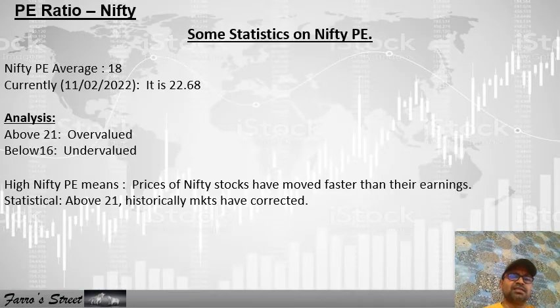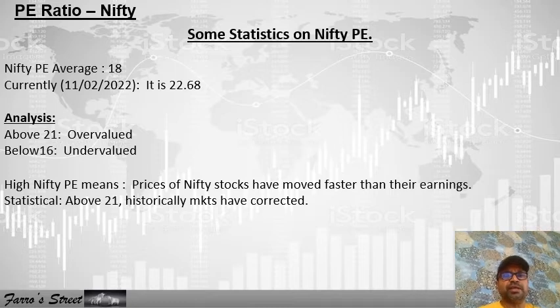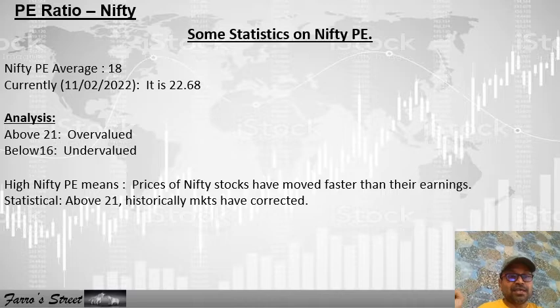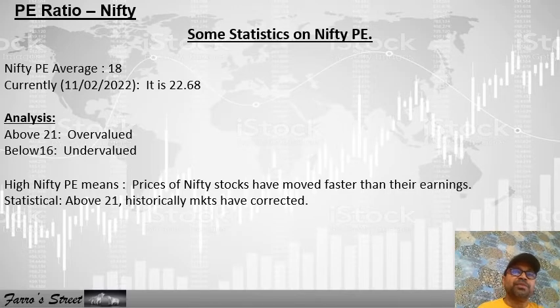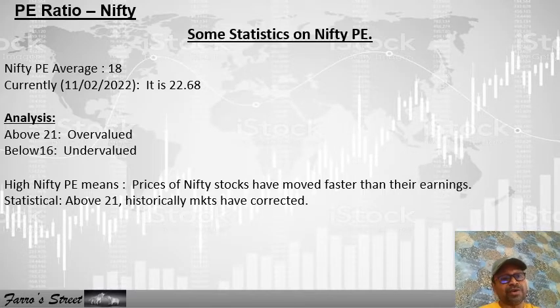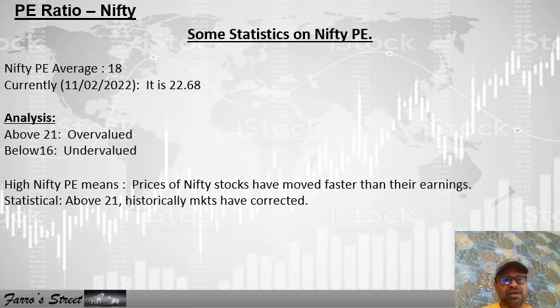There was an analysis, some statistics was done on Nifty PE. So Nifty PE on an average should be around 18. Currently, as of today, it is at 22.68. Now this analysis also gave some understanding on when the Nifty PE is overvalued and when it is undervalued. So for example, above 21, they say it's overvalued, below 16, it's undervalued.